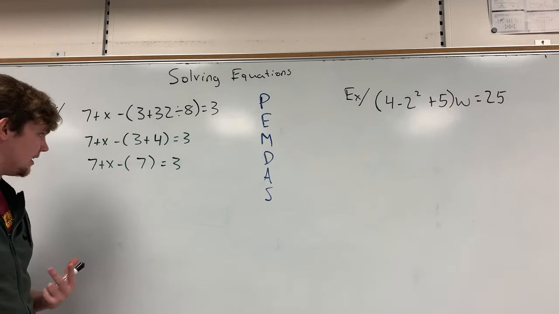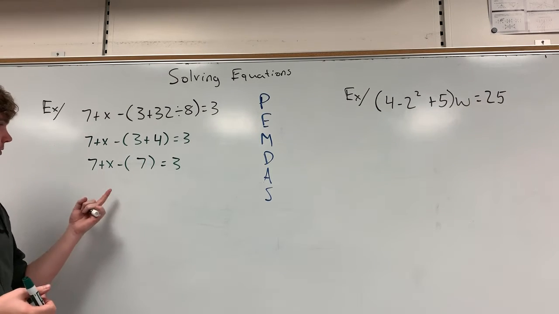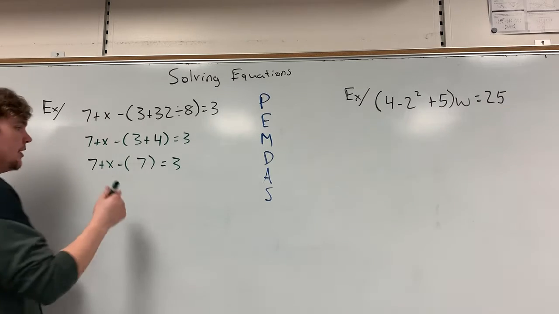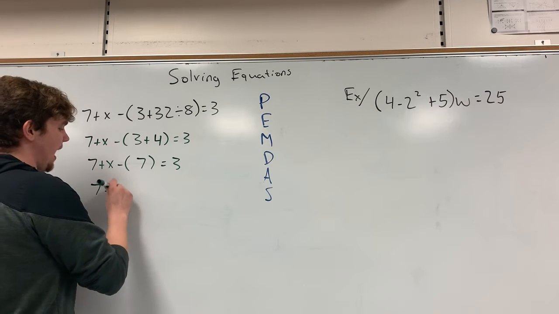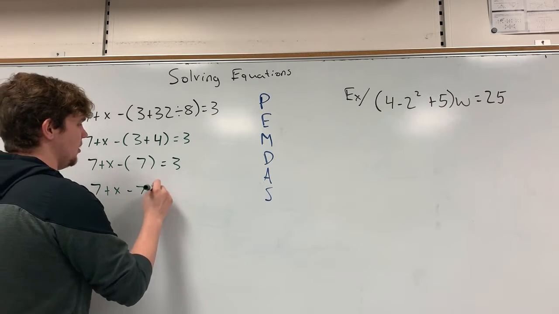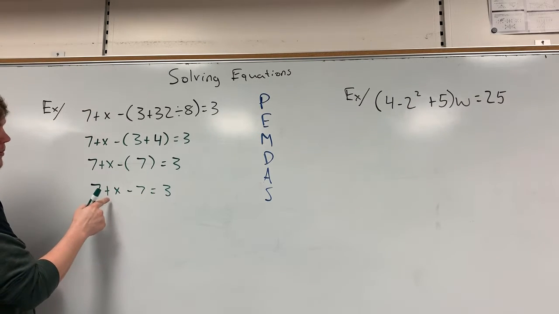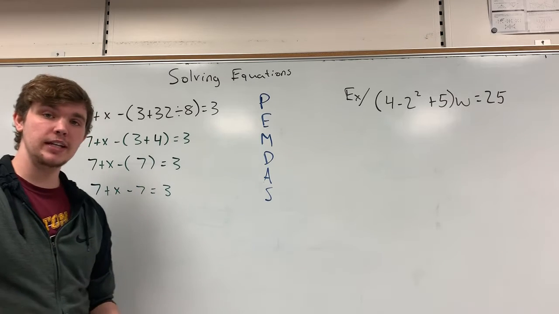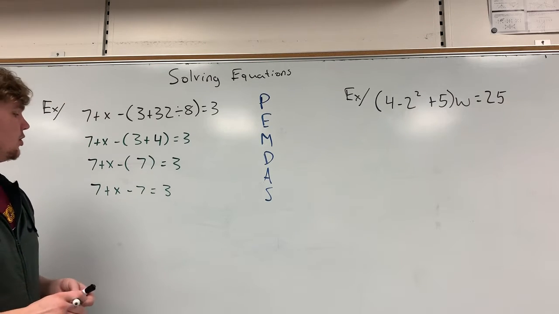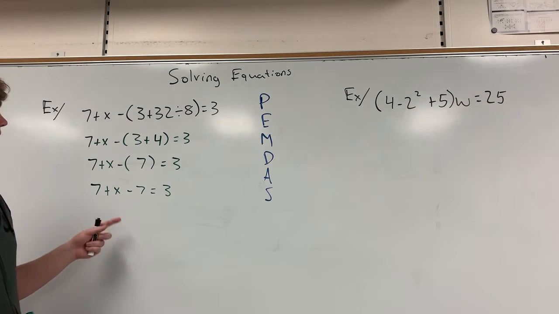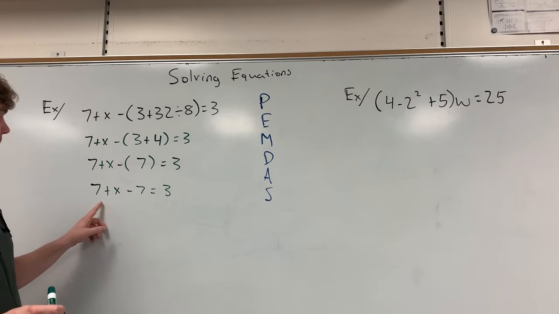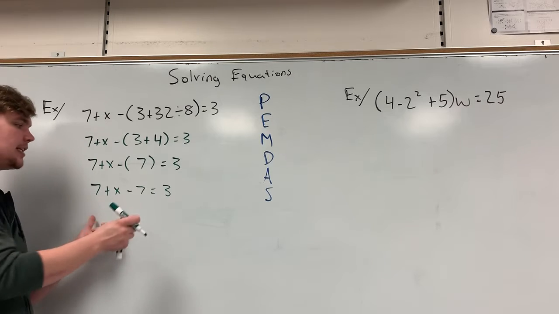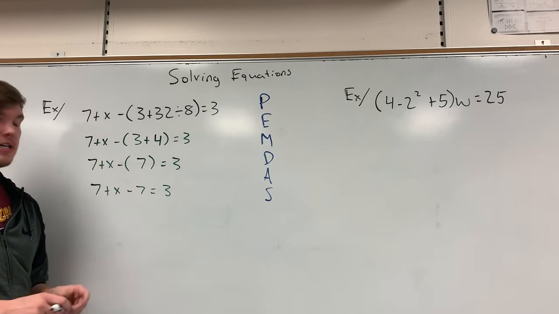And now this is nice because I just have this minus 7 right here. I really don't need those parentheses, so I'm just going to rewrite this without any parentheses in there. Right? So I have 7 plus x minus 7 equals 3. Now we're really close to getting x by itself, so this is really nice. So now I have some addition and subtraction. So what I'm going to do is I'm going to try to simplify these two terms over here.